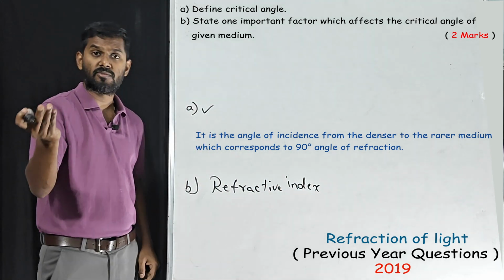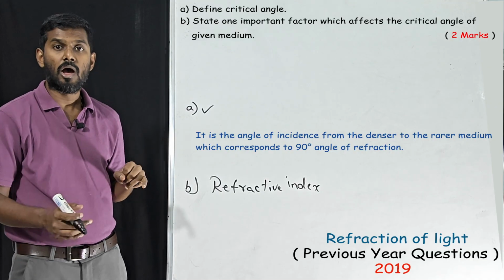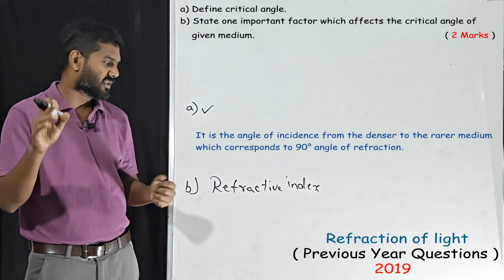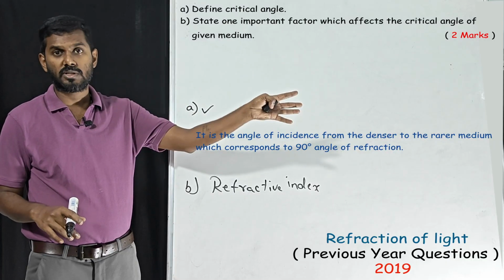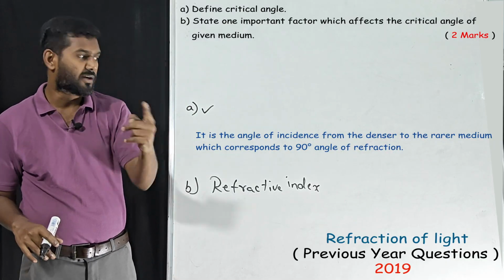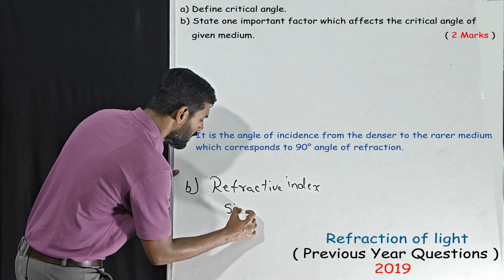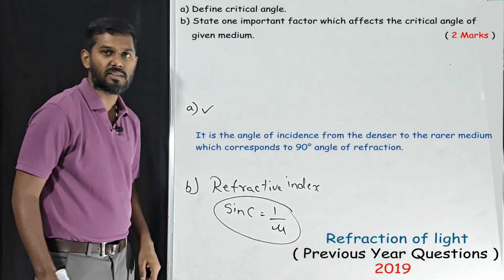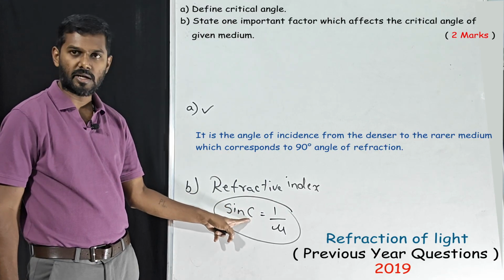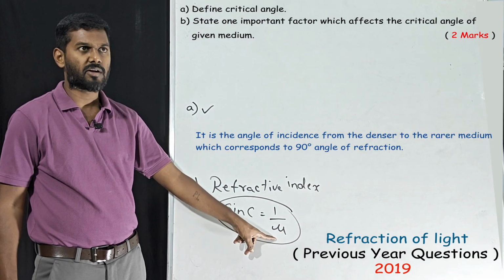Wavelength will also affect critical angle, temperature will also affect it, and nature of the medium. Nature of the medium is nothing but refractive index. So all those things also will affect it, but the important factor is refractive index. Why? Because there is a formula in the textbook. That means C represents critical angle and mu represents refractive index.